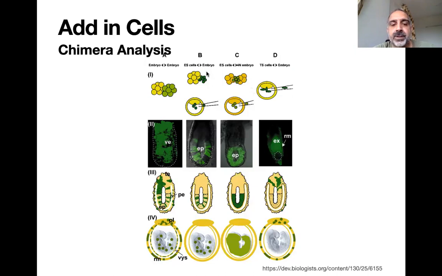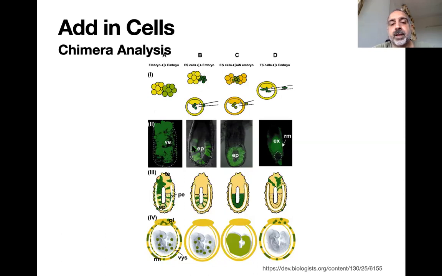And so, for example, here, putting an embryonic cell into an embryo host. So here the donor cells are GFP labeled, the host is not. You can see that if you do this embryo to embryo injection, you get fairly good distribution of cells everywhere. And that tells you that these cells are able to give rise to any part of the embryo.